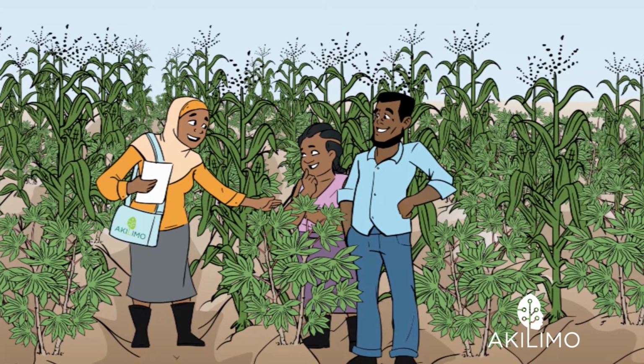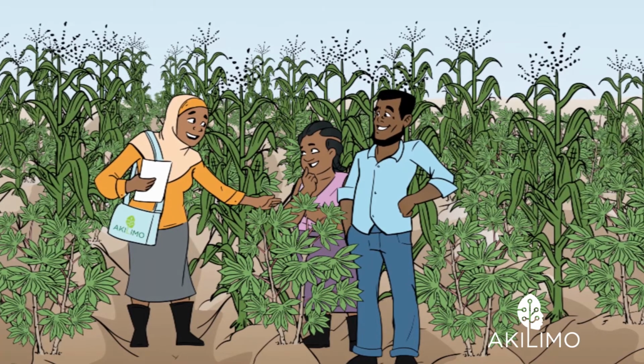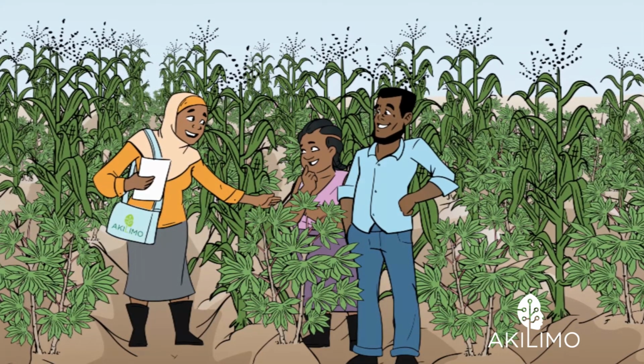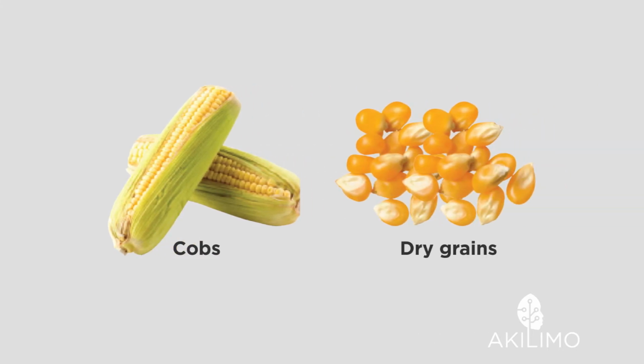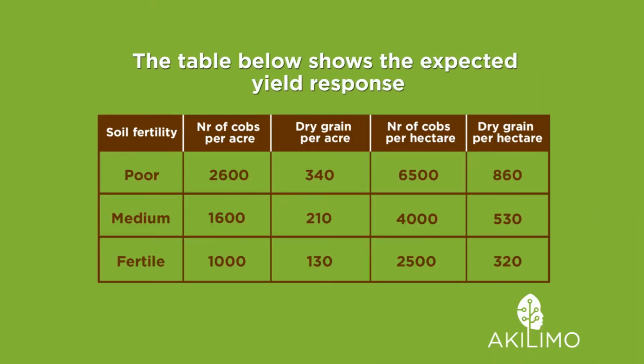Akilimo has worked with many farmers and measured the yield responses to fertilizer application both as numbers of cobs as well as kilograms of dry grain. You can choose which to use depending on whether you commonly sell your maize to buyers who pay a price per cob or a price per kilogram of dry grain. The table below shows the expected yield response depending on the fertility level of your soil, your preferred area unit, and your choice of selling by cob or per kilogram of dry grain.